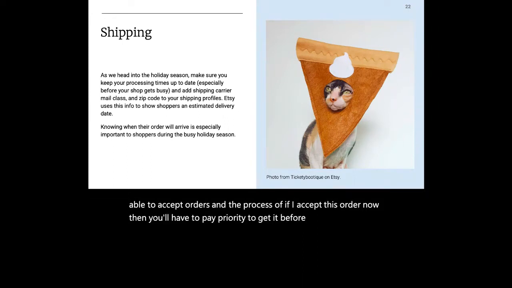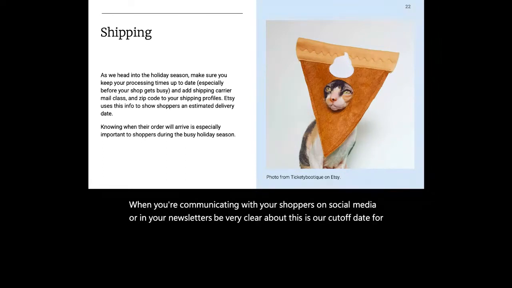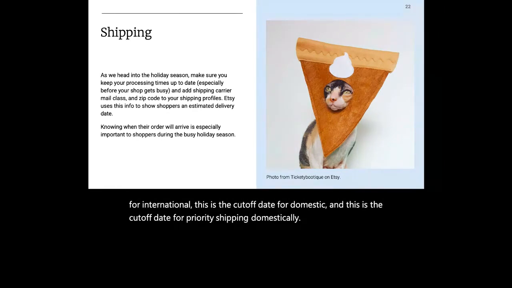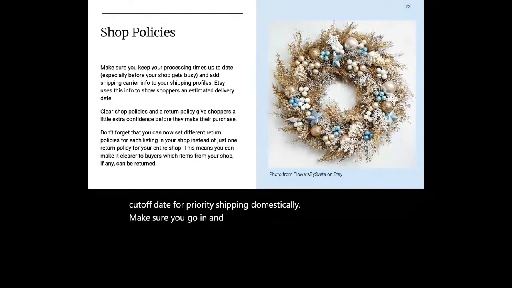Make sure all those details are clear in your shop announcement, when you're communicating with your shoppers on social media or in your newsletters. Be very clear about this is our cutoff date for international, this is the cutoff date for domestic, and this is the cutoff date for priority shipping domestically. Make sure you go in and update those shop policies.